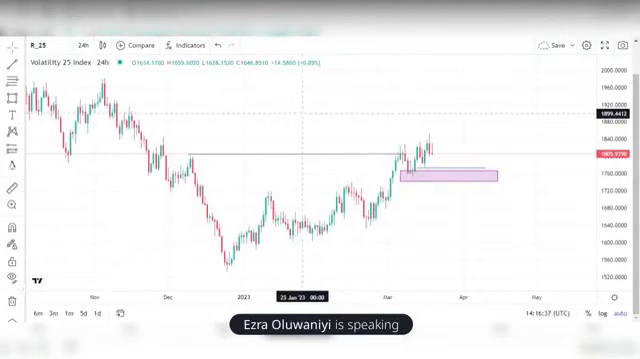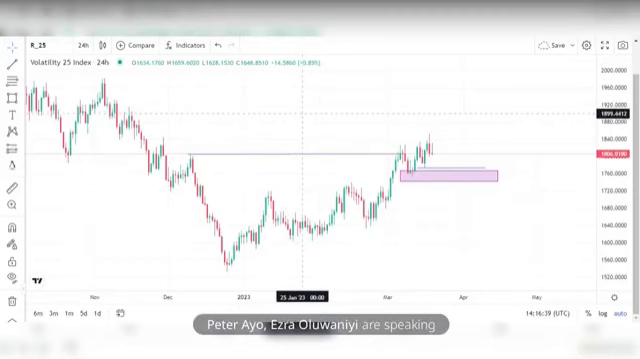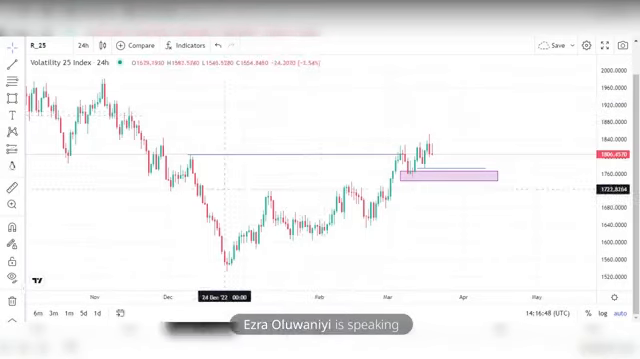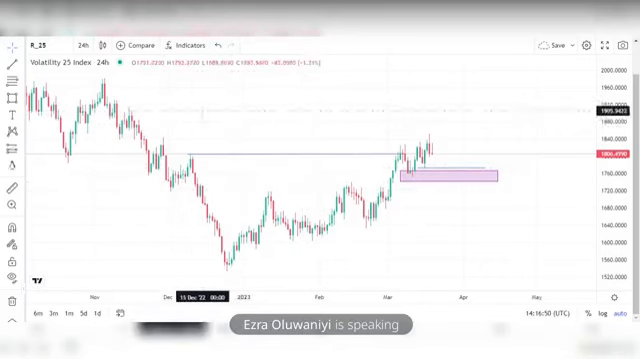All right. So like I was saying, I'm going to try as much as possible to analyze the market, tell you what I expect in days to come, and what the market might do. All right. So from this chart now, what can I see?